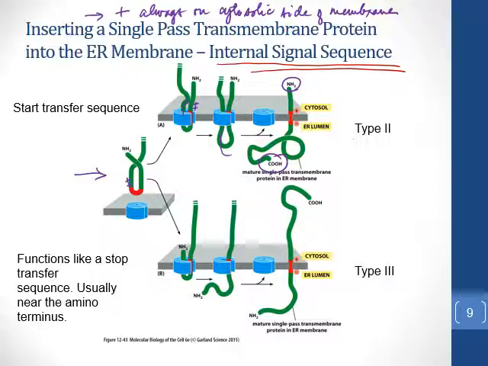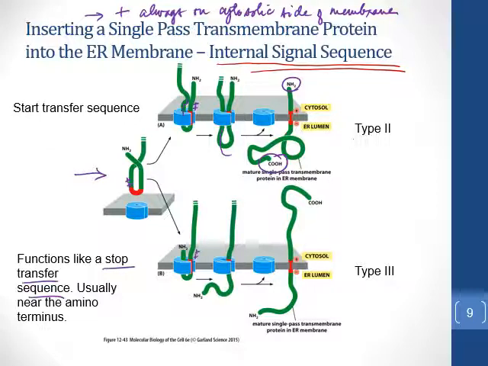So what's going to happen now? Well, in this case, if the positive charges are on the outside, let's put our positive charges right here. That's the way it's going to be oriented. Now, the internal signal sequence, if the positive charges are on the carboxy terminal, is acting like a stop transfer sequence.